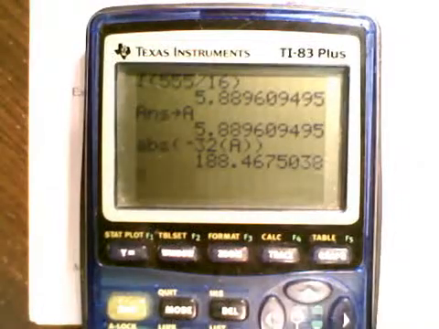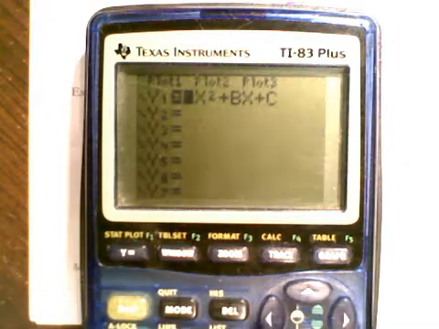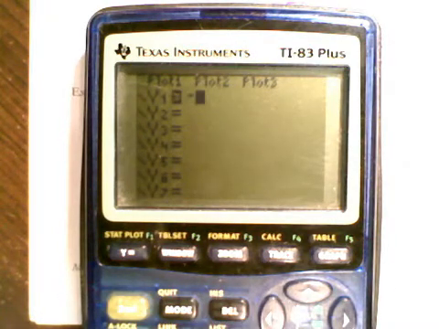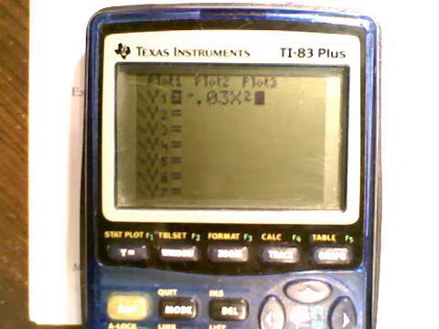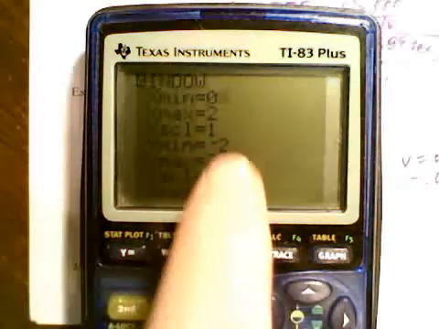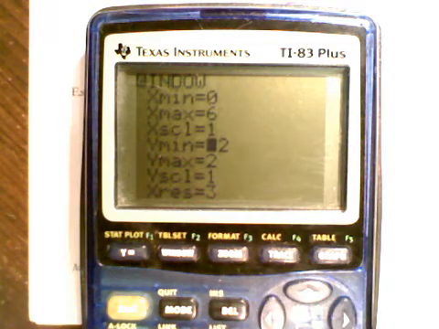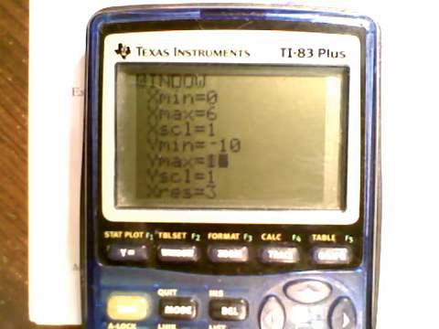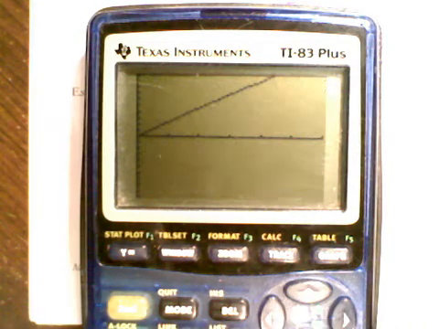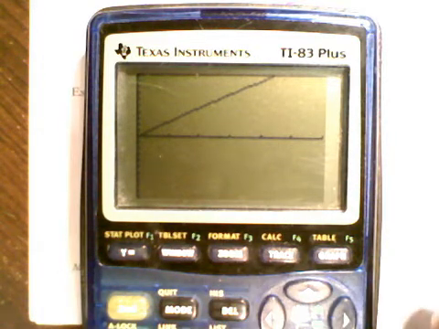And again, we're going to get into function mode, and we're going to type in negative 0.03x squared plus 2.4x. Okay, and x here in this case on the calculator is our t value, and let's let that be up to 6, and I don't know what y is going to be, but it doesn't really matter. Negative 10 to 10, and so that's our velocity.